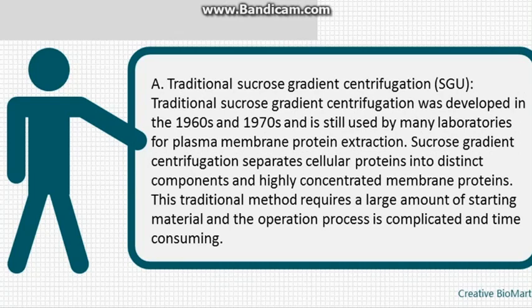Traditional sucrose gradient centrifugation was developed in the 1960s and 1970s and is still used by many laboratories for plasma membrane protein extraction. Sucrose gradient centrifugation separates cellular proteins into distinct components and highly concentrated membrane proteins. This traditional method requires a large amount of starting material and the operation process is complicated and time-consuming.